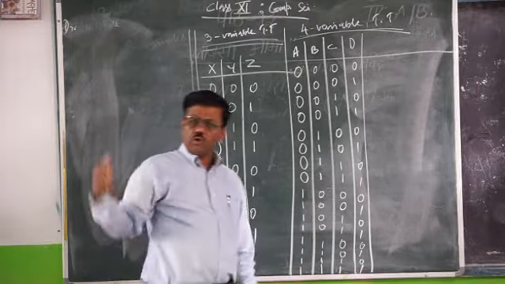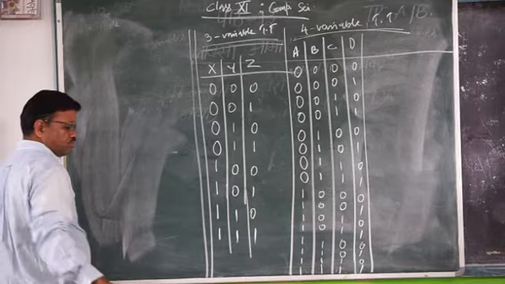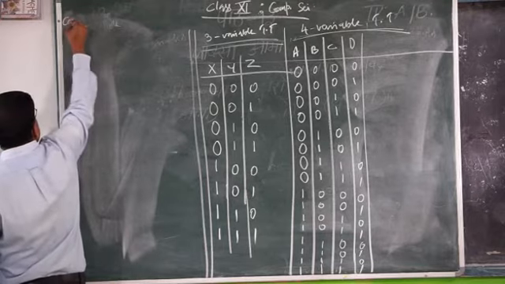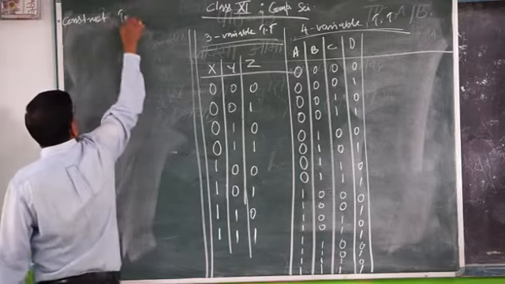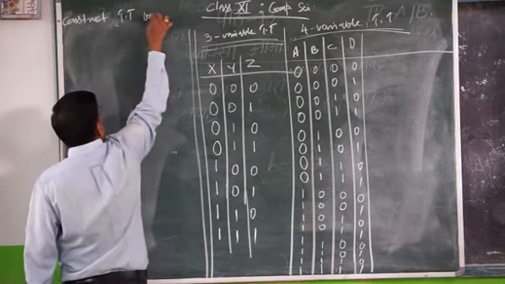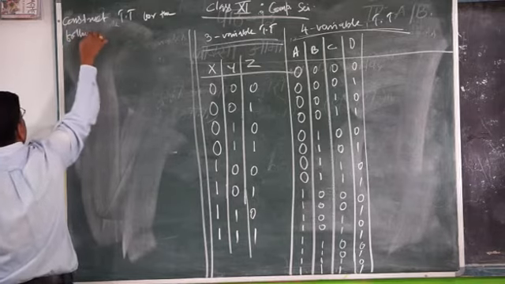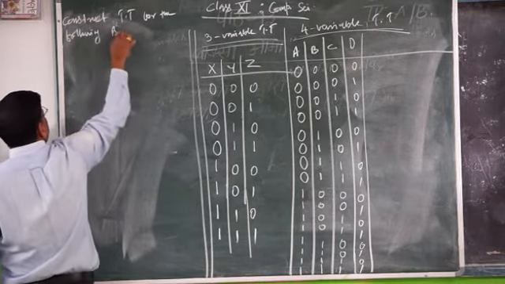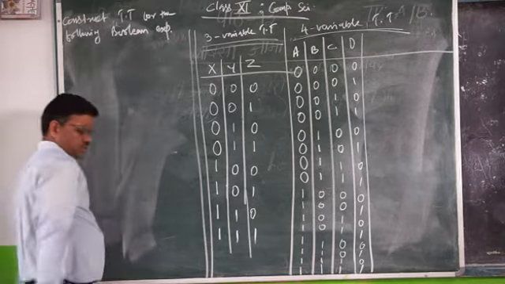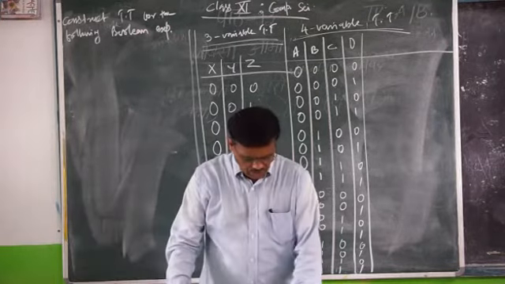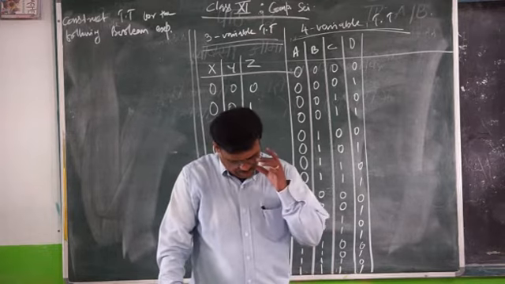Construct the truth table for the following Boolean expression. Okay. Let's do the simplest one. Okay, let's see that.